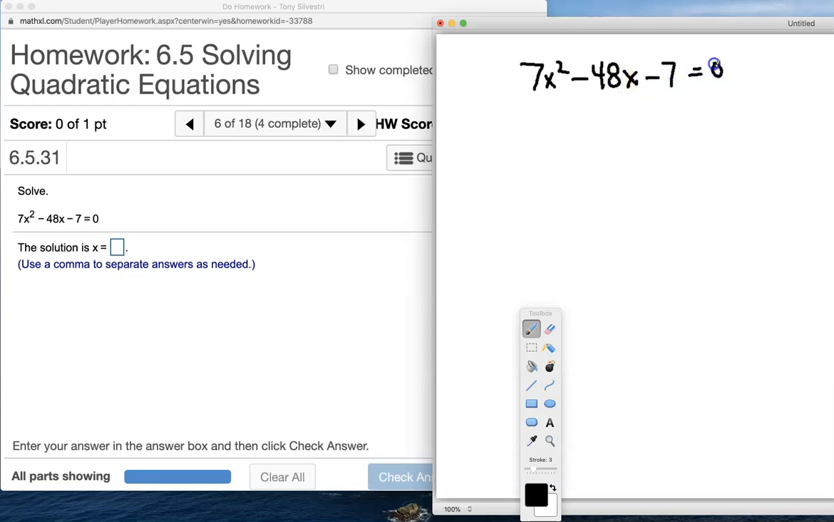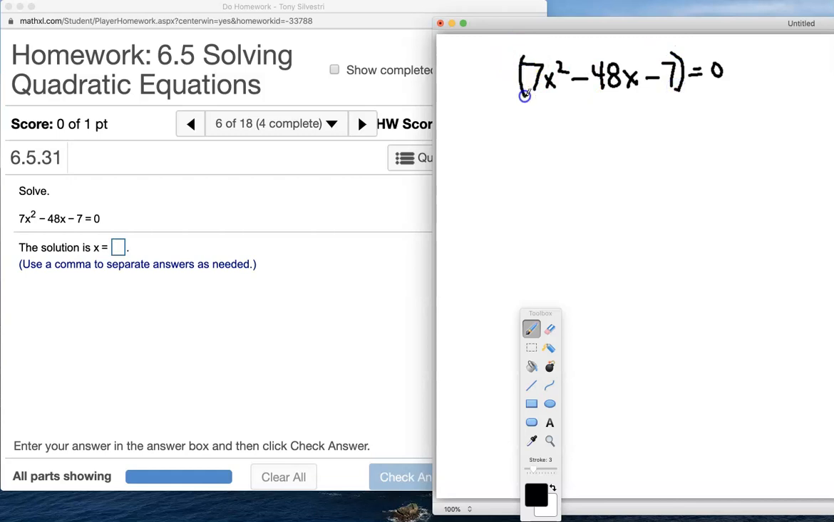Equals 0. Now, it's the same fact. So forget the equals 0 for now. You're going to factor this big trinomial. How do you do that? Well, it looks like I can't pull out a 7. 7 doesn't go into 48 evenly. So I guess what I'm going to have to do is use, what do you call that?